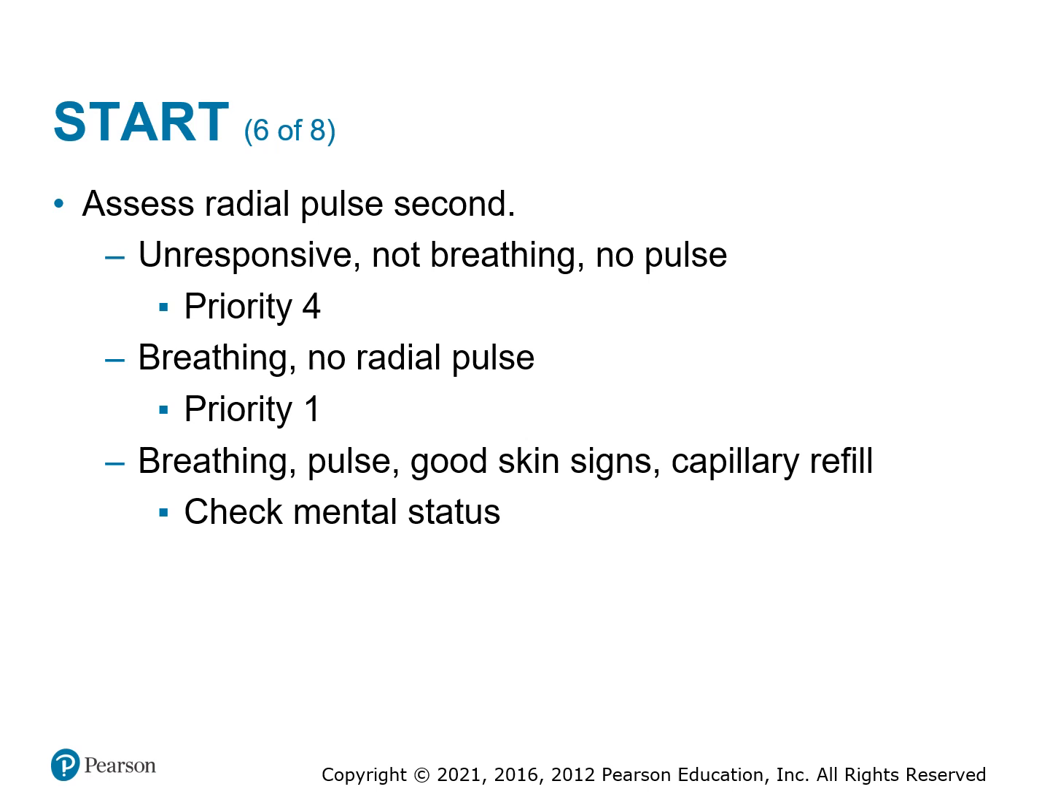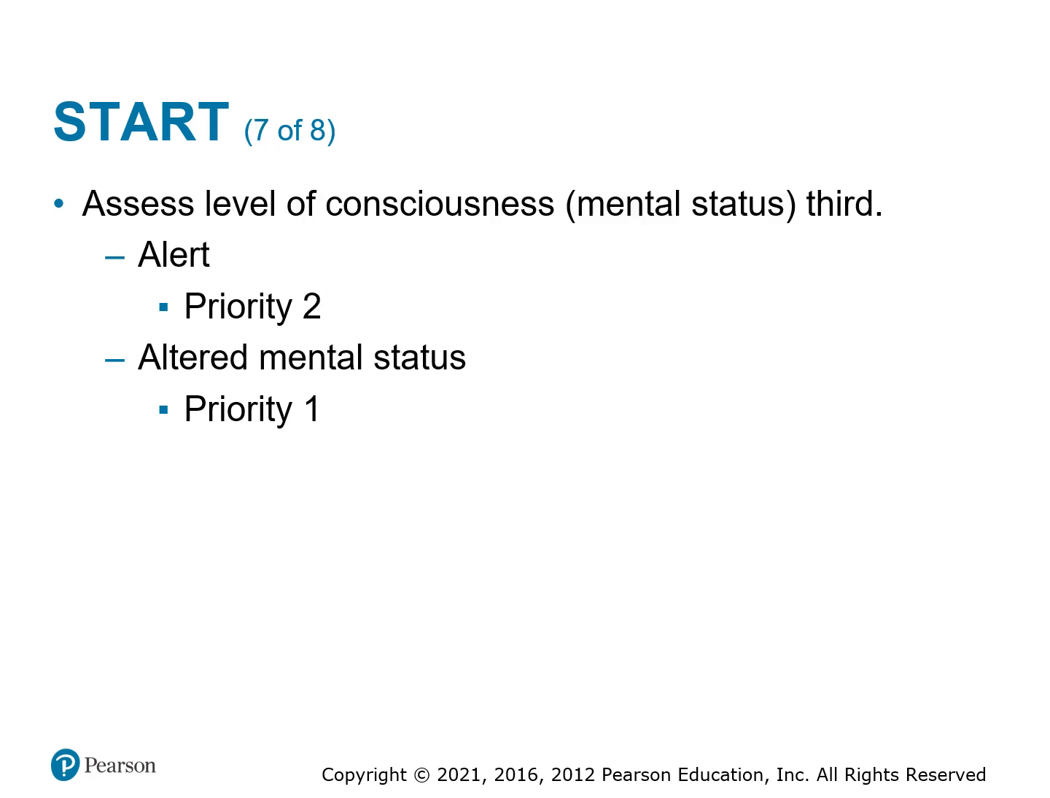So we assess a radial pulse second. If they're unresponsive, not breathing, no pulse, that is a priority 4. If they are breathing with no radial pulse, that is a priority 1. If they are breathing with a pulse, good skin signs, and cap refill, we'll check their mental status. If they're alert, they're priority 2. If they're altered, they are priority 1.